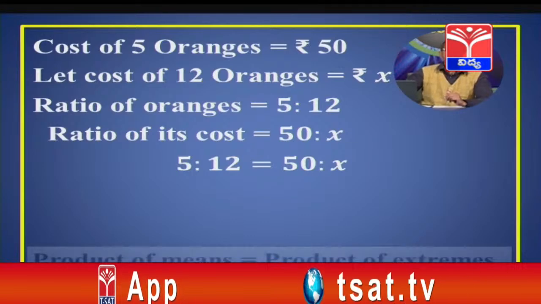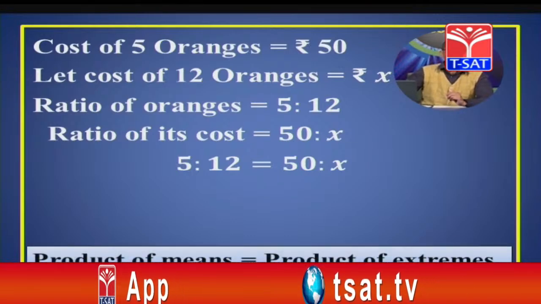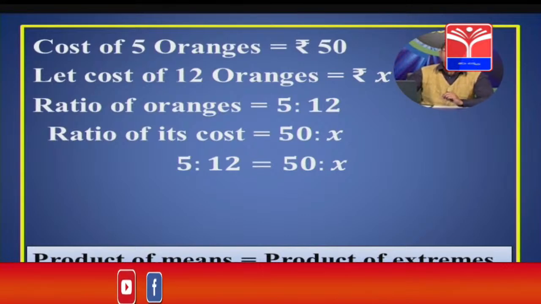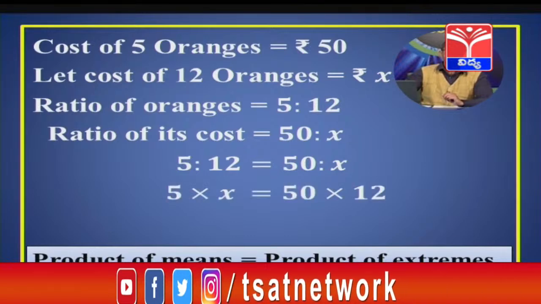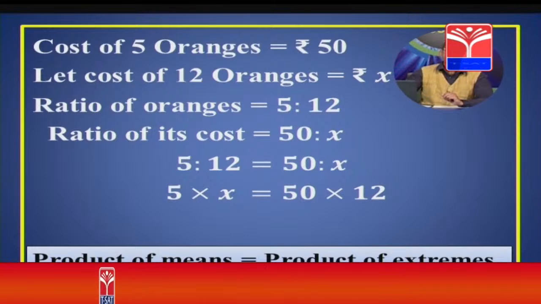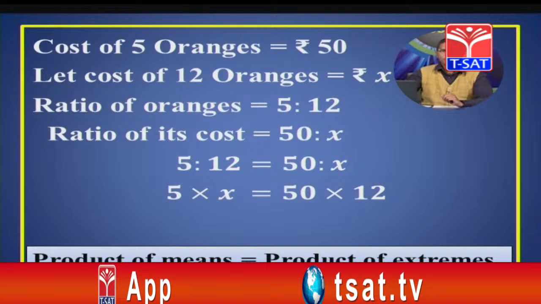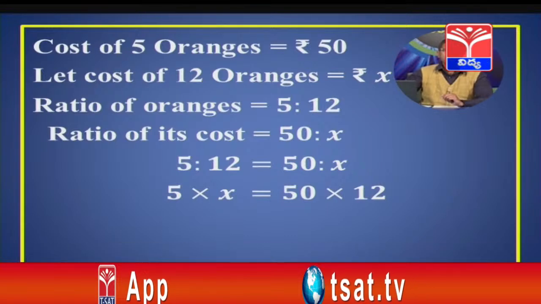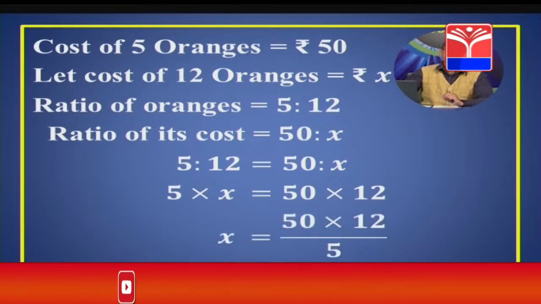Then, what do you write, children? Since they are in proportion, product of means is equal to the product of their extremes. So, here what are the means and extremes? 5 and x are extremes and 12 and 50 are means. So, 5 into x equal to 50 into 12. Now, what is the value of x, children? Yes, x is 50 into 12 by 5.